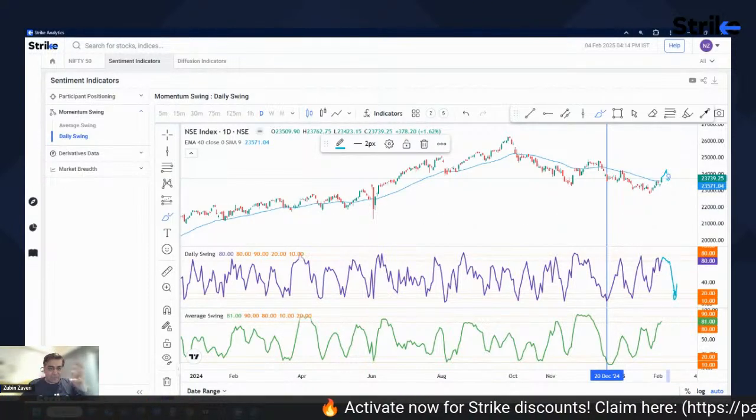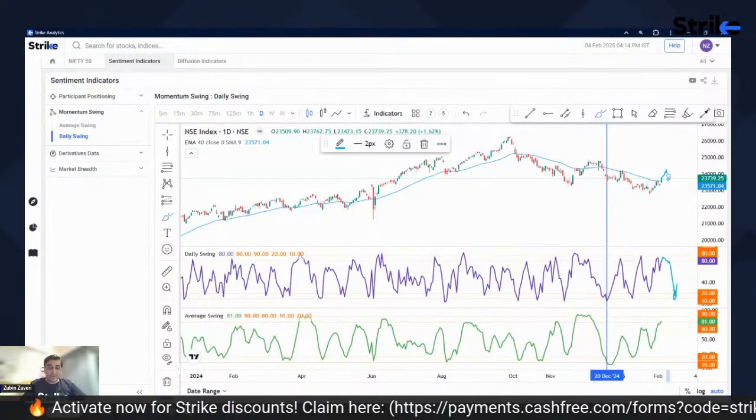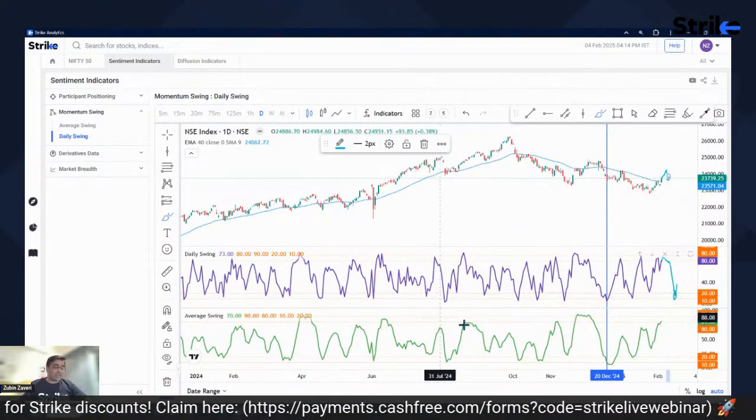Yeah, kindly type it in the chat box and let me know if you guys are clear on it. And did you really like this particular daily swing and average swing indicator?